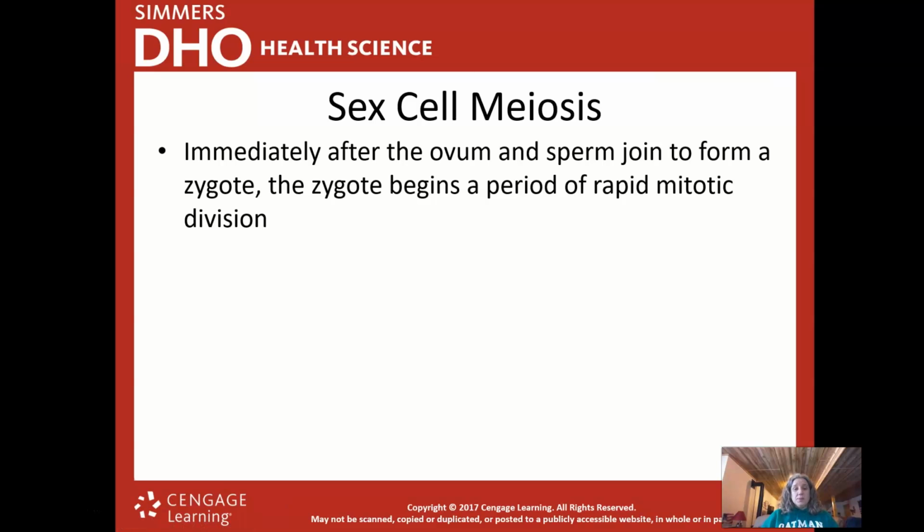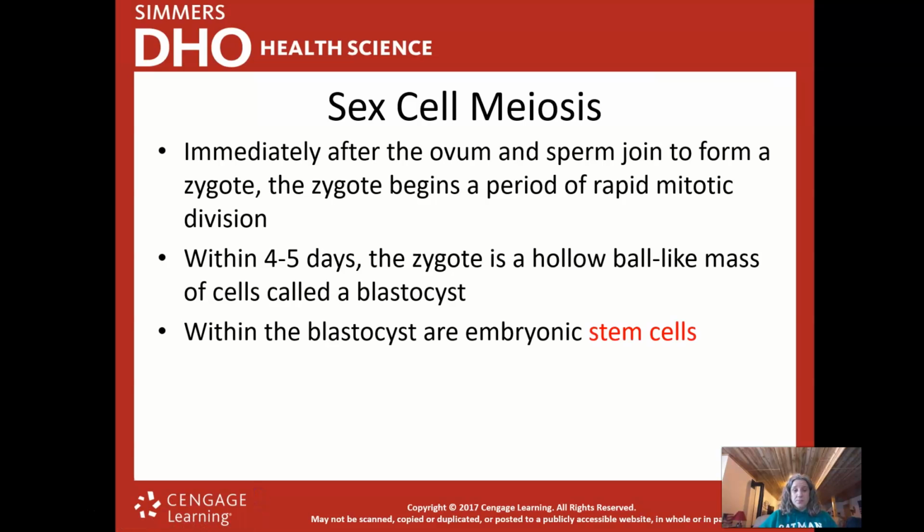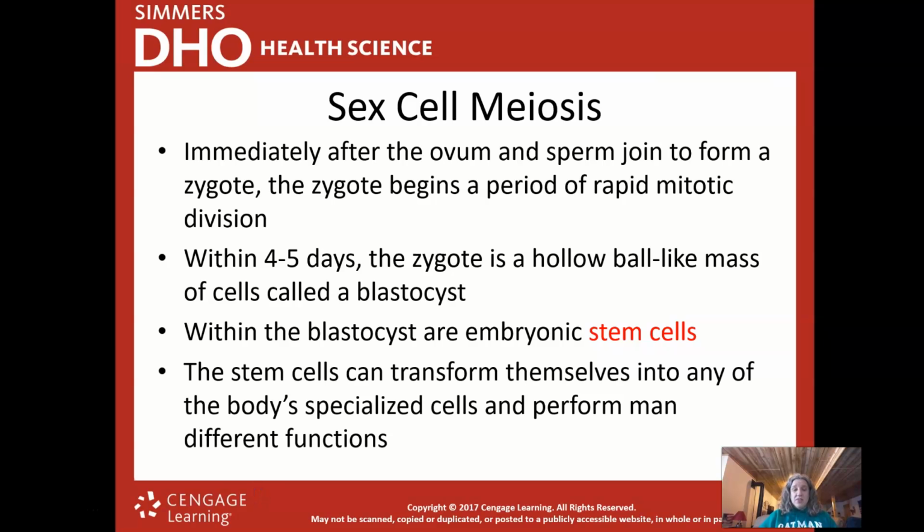Immediately after the ovum and sperm join to form a zygote, the zygote begins a period of rapid division. Within 4 to 5 days, the zygote is a hollow ball-like mass of cells called a blastocyst. Within the blastocyst are embryonic or stem cells. The stem cells can transform themselves into any of the body's specialized cells and perform many different functions.